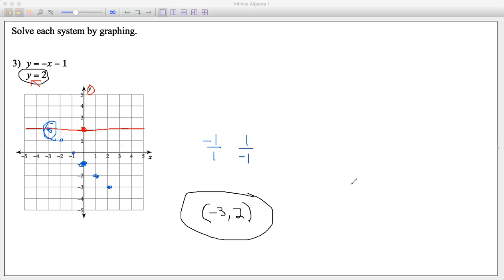When you look at the answers in the back, there are no unfriendly answers. There's nothing here that's a fraction. They're all nice, friendly answers. So that when you do this, you should.